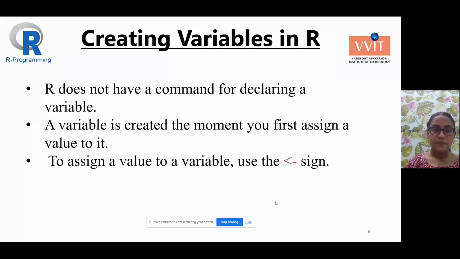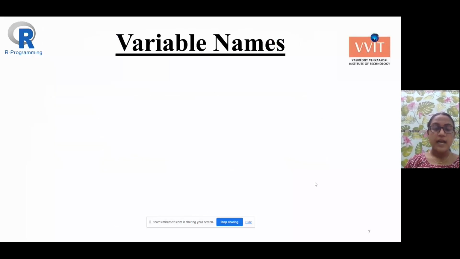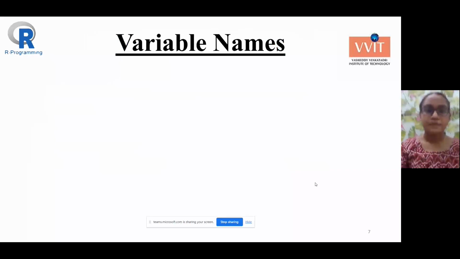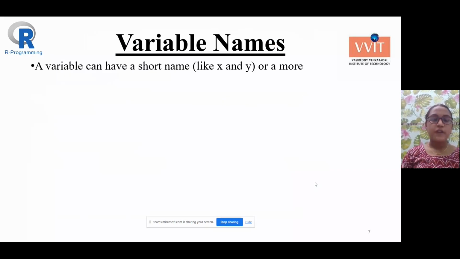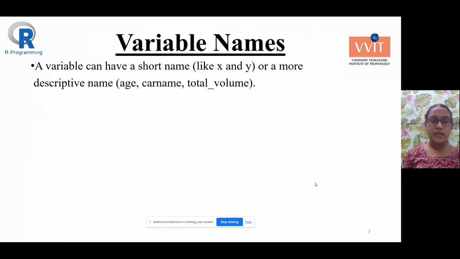Now let us see the variable names. As in Python and Java, all programming languages consist of identifier names. Similarly, the R programming language provides variable names. A variable can have a short name like x and y, or, as we have seen, a more descriptive name like age, car name, total volume. Let us see.